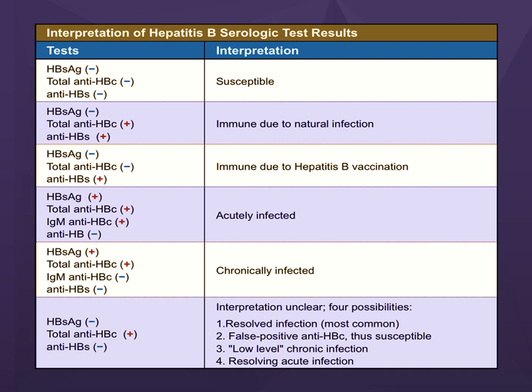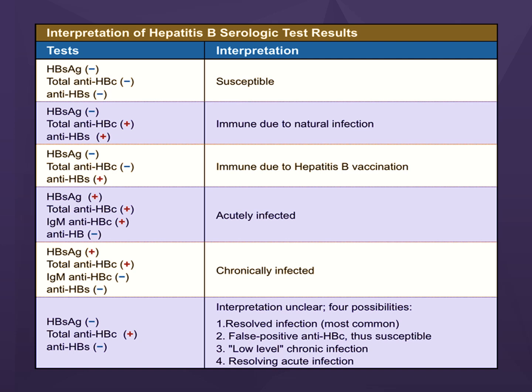Now let's go to the fourth. If they have surface antigen positive, antibody Hep B core positive, the IgM antibody Hep B core positive, but the antibody Hep B surface negative, that is acute infection, because that surface antigen is there, and that IgM, which is immediate, is there. That's acute. That means that patient is shedding the virus.